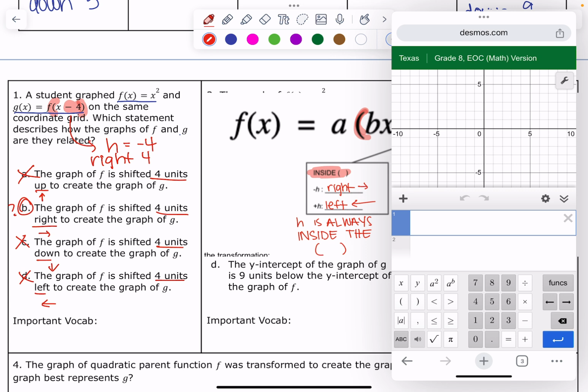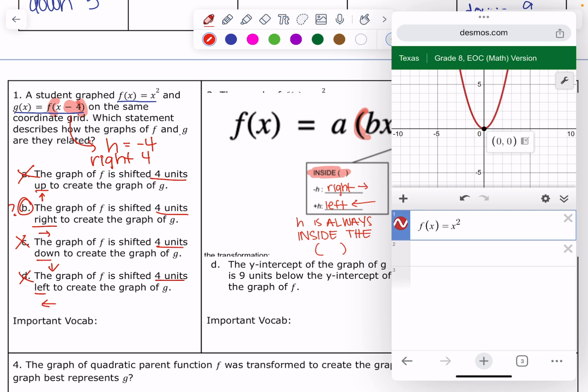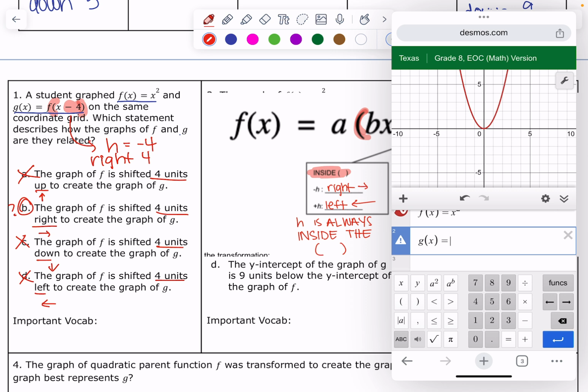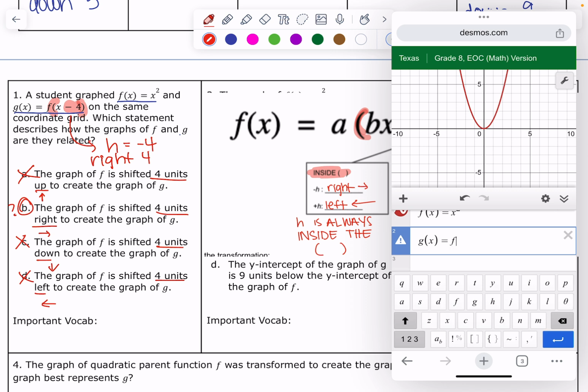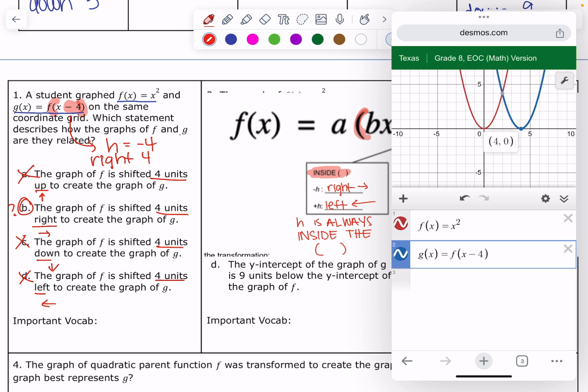So you're just going to type it in exactly how you see. f(x) = x squared. So I start at (0, 0). I always start here, and I'm trying to go to the new graph. So now I'm going to do g(x) = f(x) minus 4. And from the red, I went to the blue, and I went to the right direction. I went right.